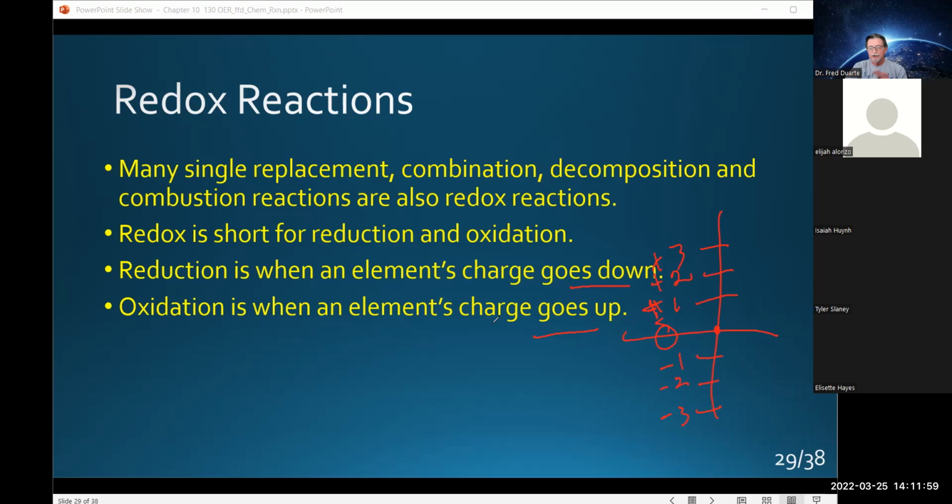Bottom line is this: you're going to either lose or gain electrons, and you're going to lose negativity or gain negativity. And if you lose negativity, you become positive, right? And if you gain negativity, you become more negative. It's all what it amounts to.